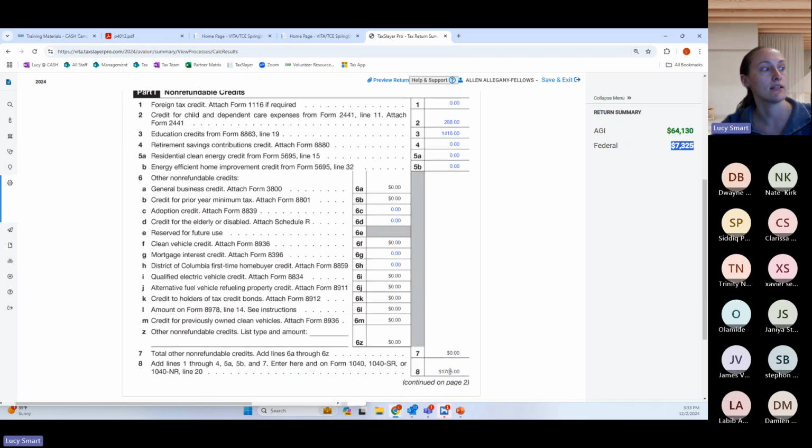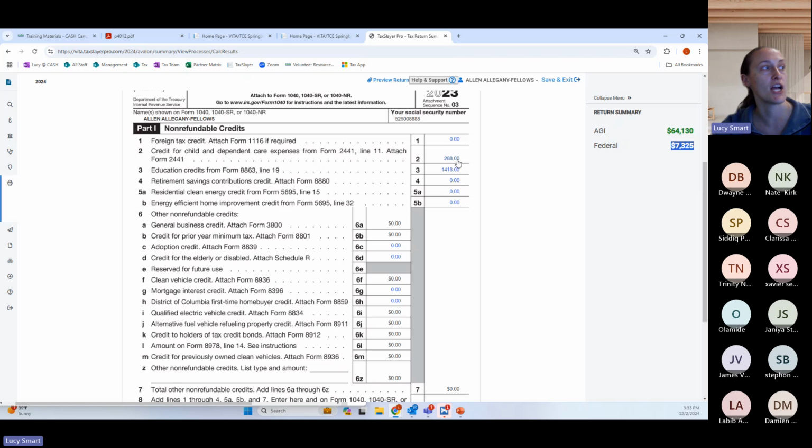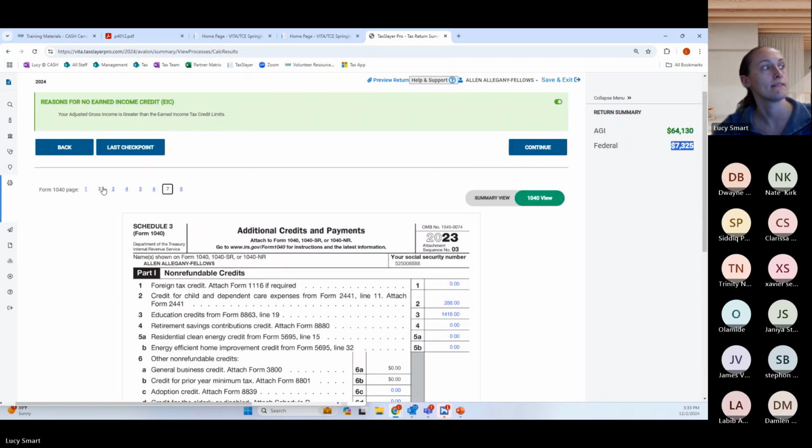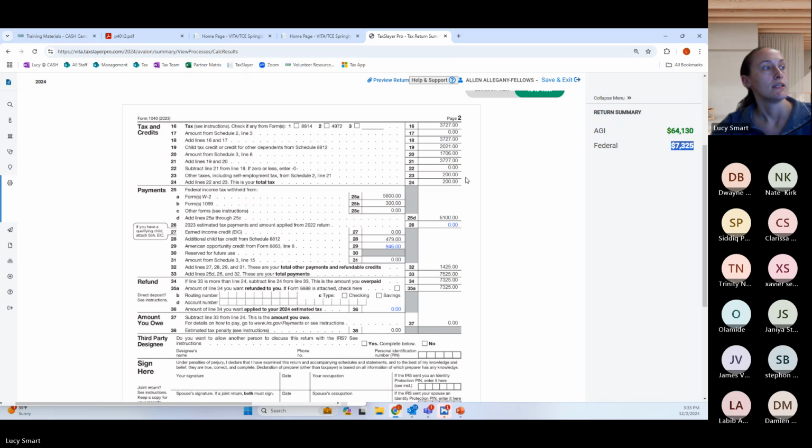which if we go check, line 8's the total, but it's coming from the child and dependent care expenses credit, $288, and education credits, $1,418. They then have other taxes of $200. That's the 10% tax from the retirement distribution. So their total tax, most of it was eliminated by the non-refundable credits, but they still have to pay that $200 tax on the retirement distribution that was early.